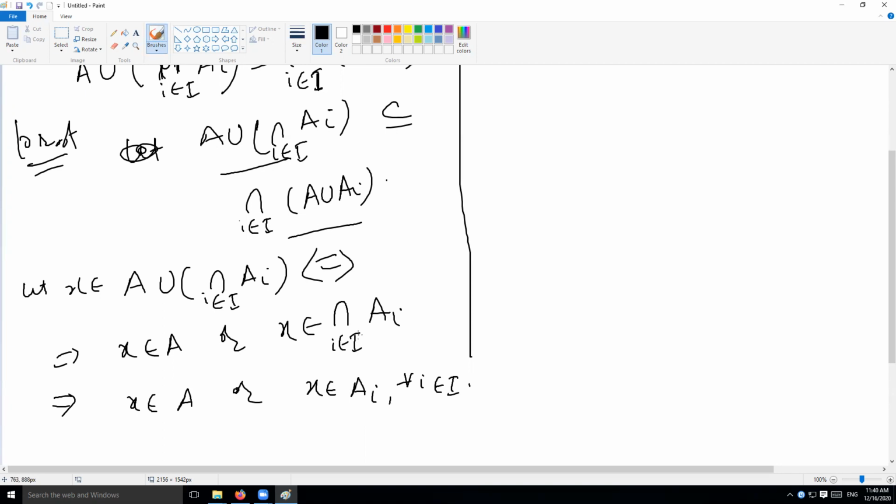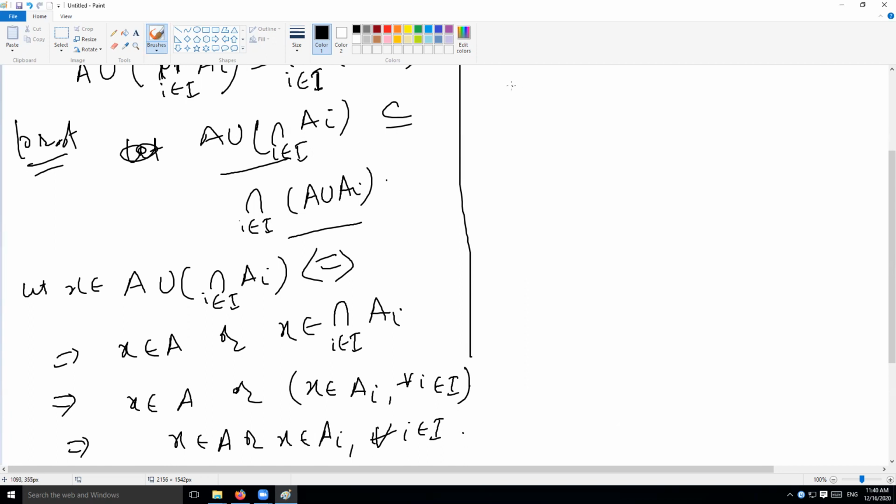Is that right? Yes, sir, that's right. That x is in A, or x is in A_i for all i. So I can also write it like this. These are two separate statements, but let's put them together. I say that x is in A or x is in A_i, no matter what i you take from the index set I. It is the same thing. So I just rewrote the same statement.